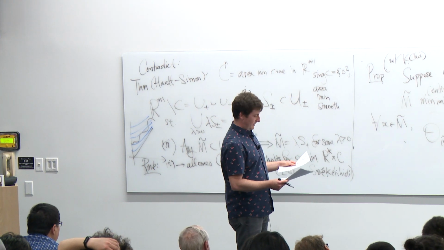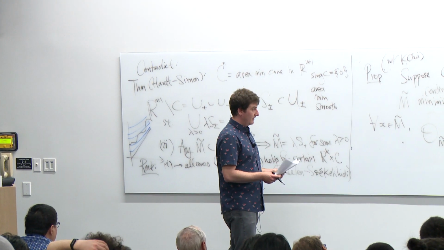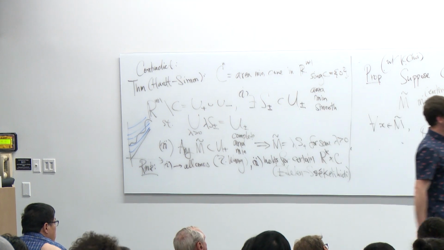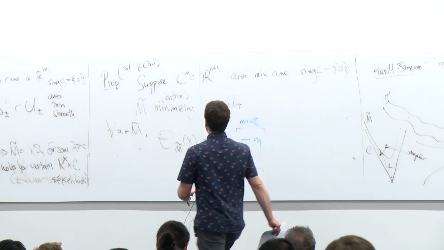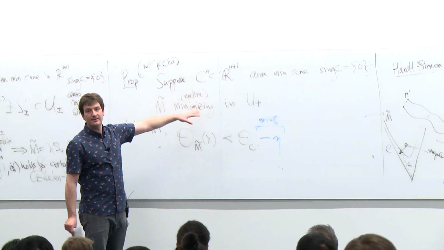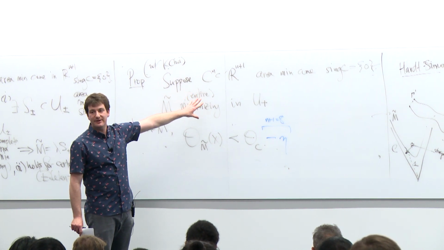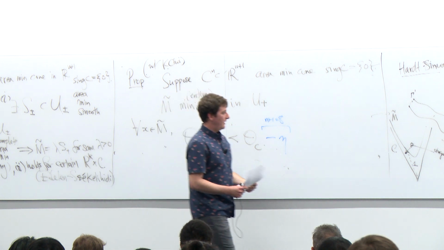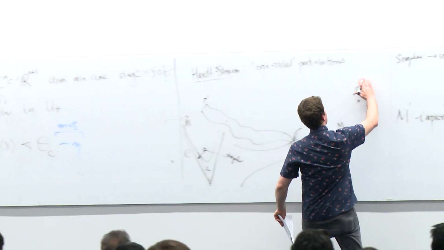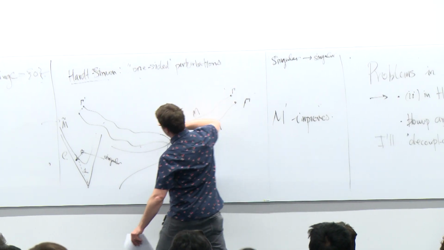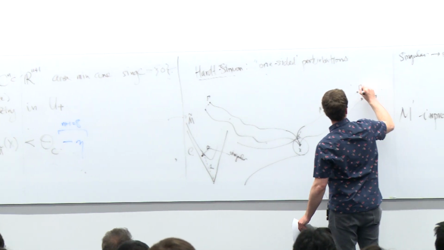So I think I'm going to go out of order here. And so let me show you why you should believe that this statement, which is much weaker than the Hardt-Simon statement, implies the 8-dimensional regularity. Okay? And so let me relabel things a little bit.